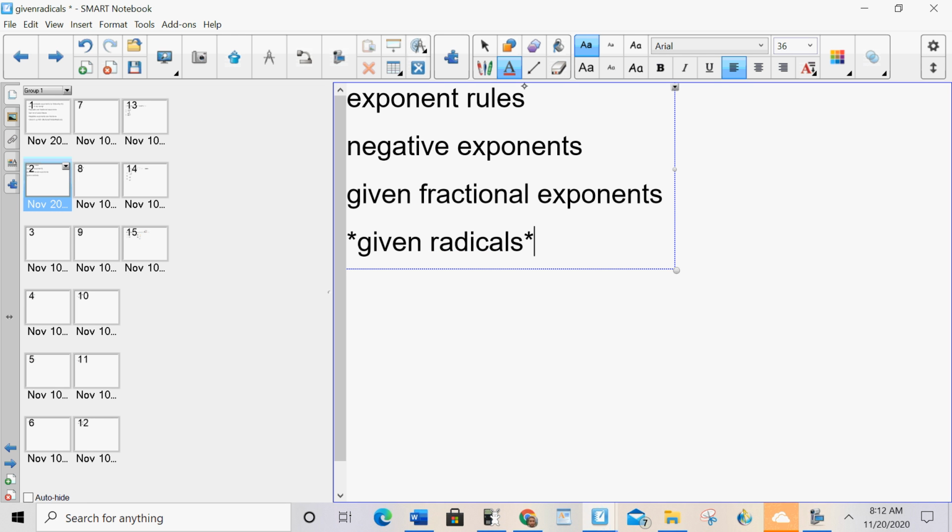After this lesson, we're going to do a practice lesson. And not only is this asked on every Regents, it's usually asked twice on every Regents. It's usually asked as a multiple choice and an open response. So very important type of question.